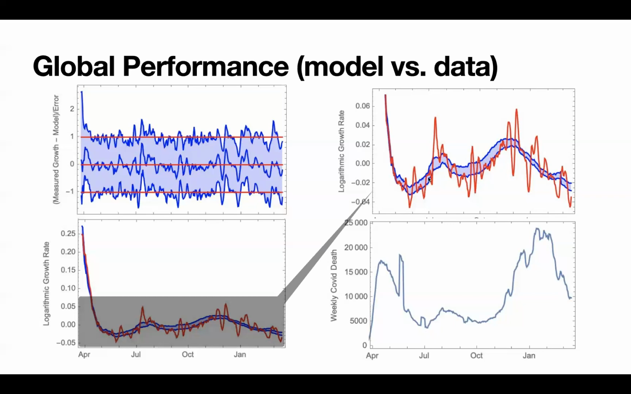Blue has also a band, which is uncertainty, basically. So the model seems to be doing okay.